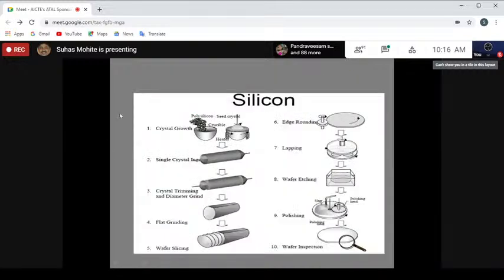So this is how it goes: crystal growth, and then ingots, and then flat grinding and slicing of the wafers, and then wafer edge rounding, and then lapping of the several wafers, and etching of the wafers to remove the burr and things like that, polishing, and the wafer is available as a raw material for the electronic fabrication.